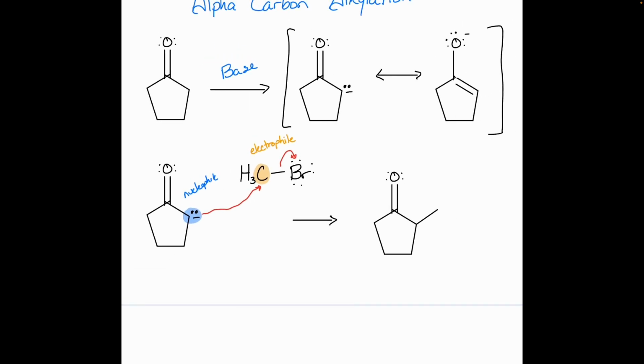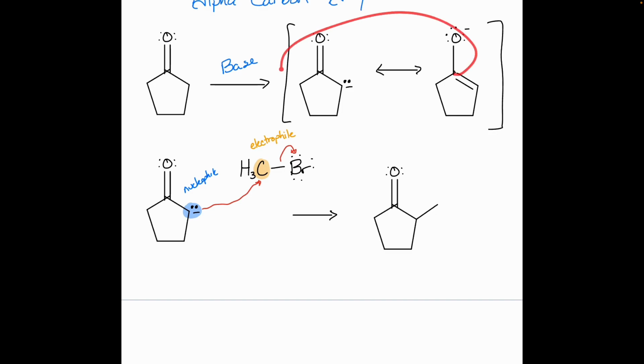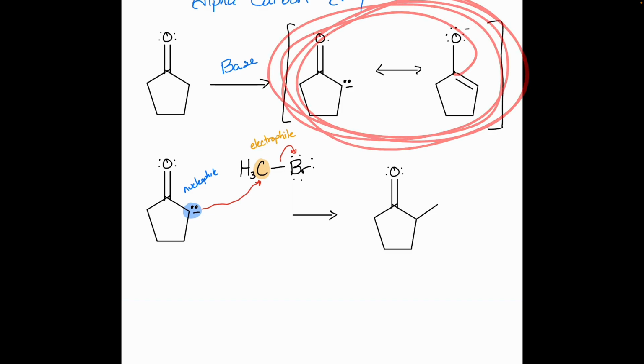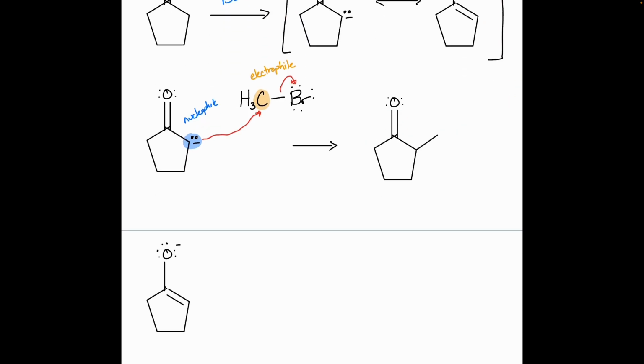Okay, so now we're going to do the same thing, but with the other resonance contributor from our enolate ion, right? These are both the same molecule. All right, we got to make sure to wrap our heads around it. These are not two different molecules. These are the same thing, which means that if I start my reaction mechanism, I am going to get the exact same product.